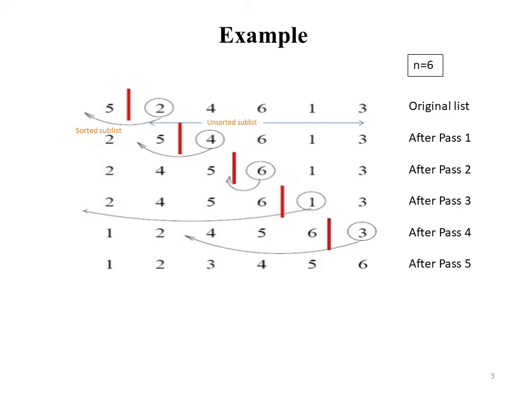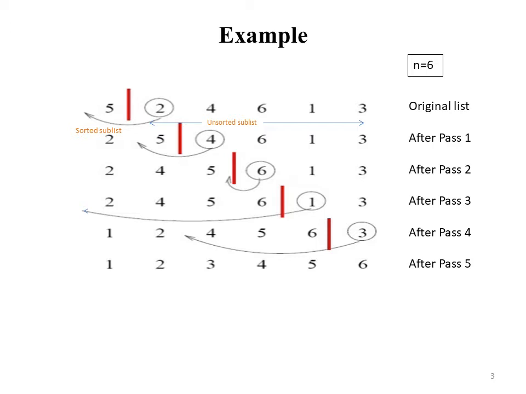Example of insertion sort. In this example, our size of array is 6. So here we have 6 elements. In insertion sort, if n is the size of the array, then there are n minus 1 passes. So here the size of the array is 6, so our passes is 5.